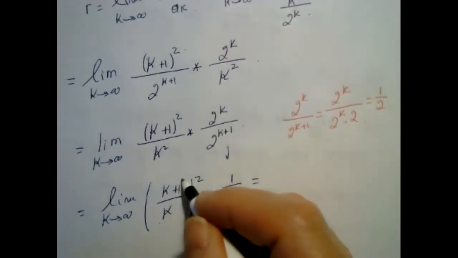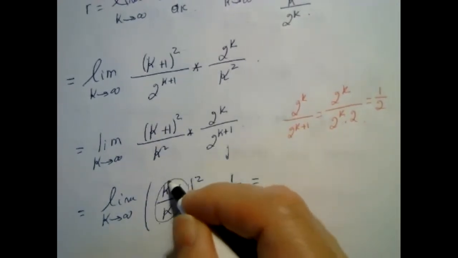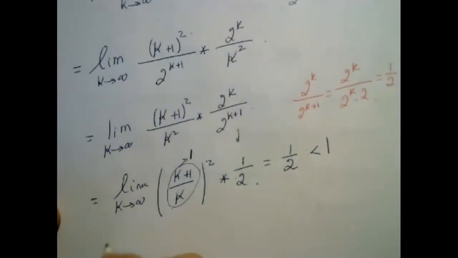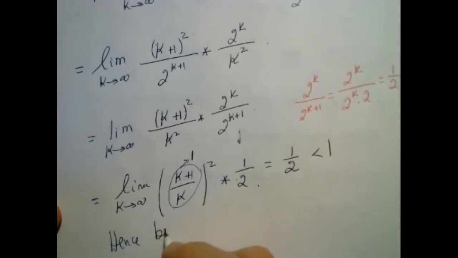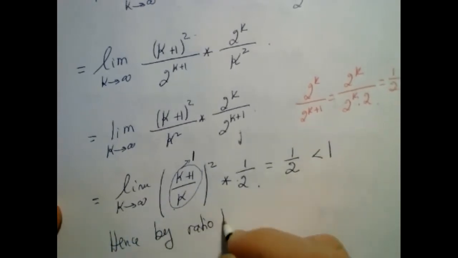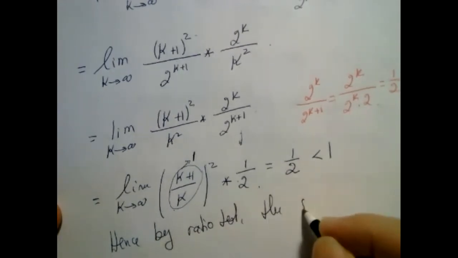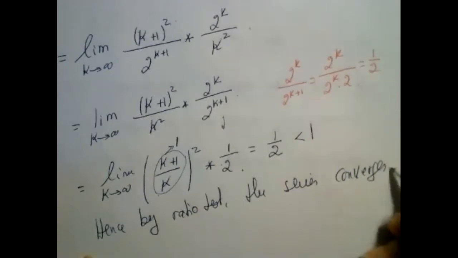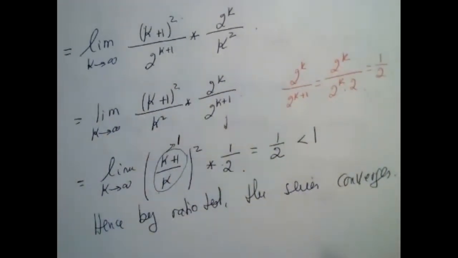When k goes to infinity, (k+1) over k goes to 1. Then this is equal to 1/2. That's r, strictly less than 1. Now, none of the tests tells me the value of the sum. All the tests just tell me whether it converges or diverges. So the ratio is less than 1. Hence, by the ratio test, the series converges. Okay, so that's how the ratio test is applied.